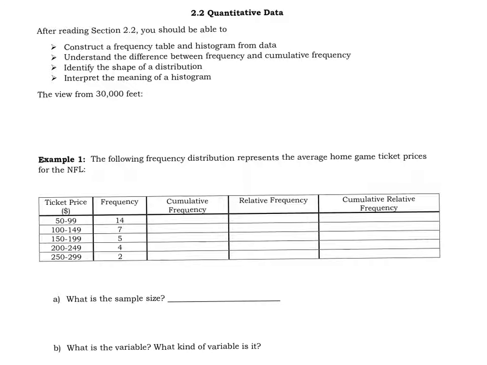Right, like I said, in section 2.2, we're going to be looking at how we can represent quantitative data in a graphical form. Quantitative data, remember, is often numerical in nature. Quantitative data can be described with histograms. Histograms look similar to bar graphs, but they are not quite the same thing, and I will point out some of the differences as we go.